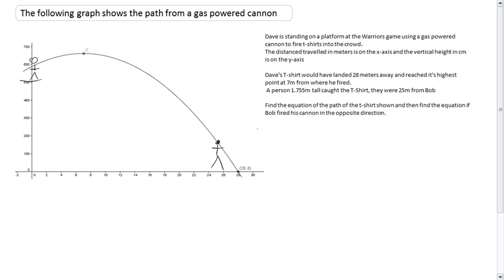who was 1.755 meters tall. My x-axis is in meters, my y-axis is in centimeters. That's all there. I've got to find the equation of this graph.